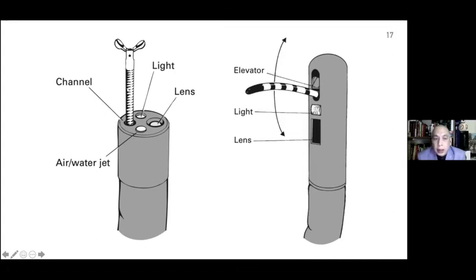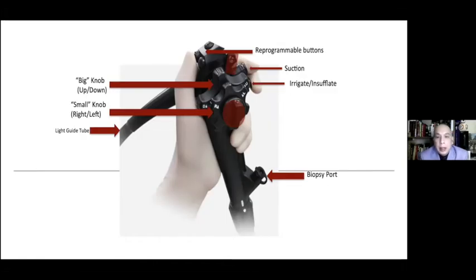And this is being compared to a side viewing scope on your right side, wherein the light and lens come on the lateral side of the endoscope. The side viewing scope is mainly the one used for ERCP, or endoscopic retrograde cholangiopancreatography, and the end viewing scope is the one used mostly as our gastroscope or our lower GI endoscopes. So again, another image of that.